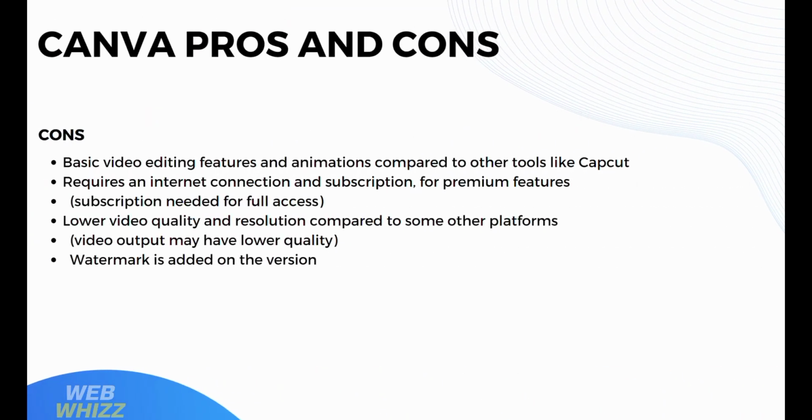On the other hand, the cons of using Canva is that it offers basic video editing features and animations compared to other tools like Capcut, and it also requires an internet connection and subscription for premium features, and subscription needed for full access. It also offers lower video quality and resolution compared to some other platforms, so that means video output may have lower quality, and also a watermark is added on the free version.